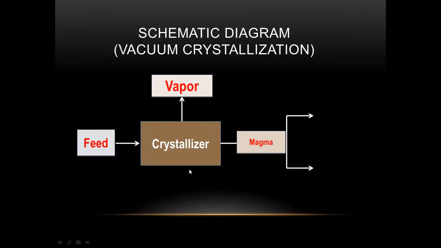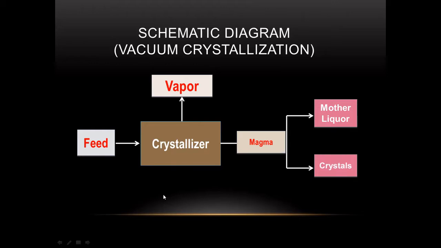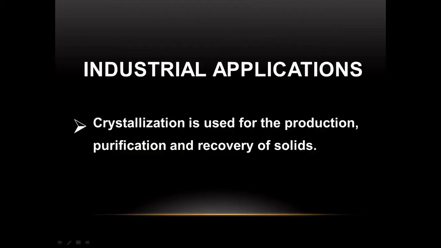And then when the time is right, this magma is again introduced into the centrifuge to separate the mother liquor and the crystals. Now, in industrial crystallization, crystallization can be used, number one, in the production of crystals, whatever crystals they may be. Number two, in the purification of solids. If we want to purify a particular solid from contaminants present in it, then it can be processed using crystallization, melting it and then separating the impurities, and in the end you will have your pure solids.